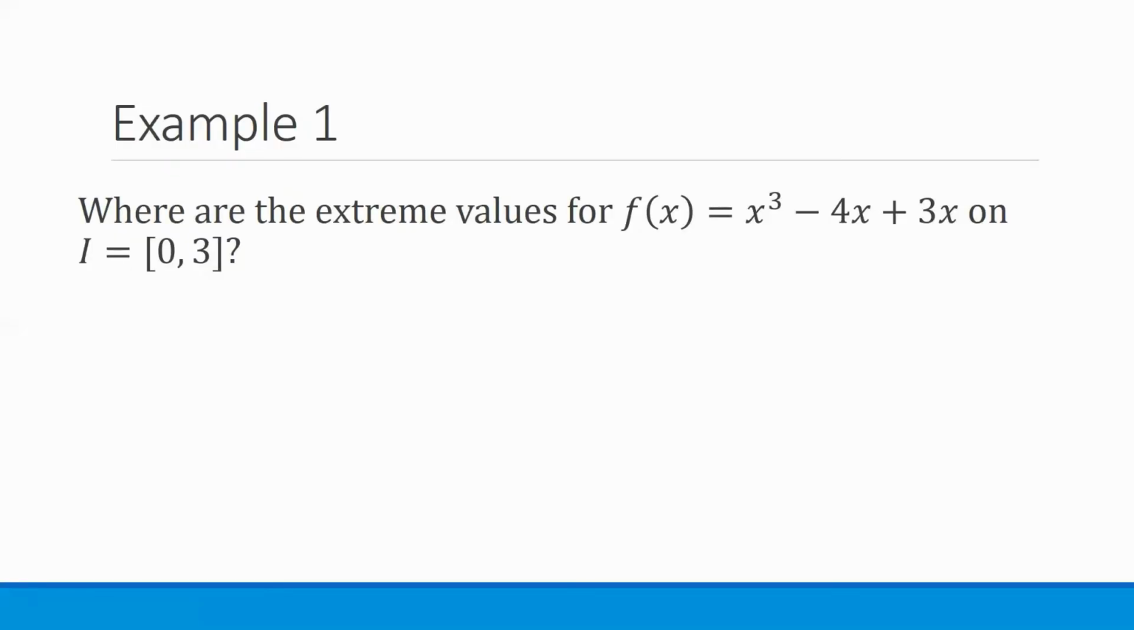Let's take a look at example 1. Where are the extreme values for this f of x on the interval from 0 to 3? This is a closed interval. You can tell that by the set brackets. So it includes the number 0 and it includes the number 3.